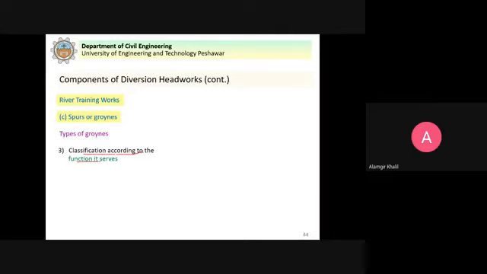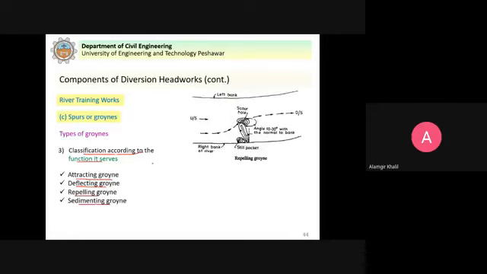Classification according to the function it serves. It can be an attracting groin, a deflecting groin, a repelling groin, or a sedimenting groin. So there are different types. As you can see here, this is an example of a repelling groin. You see here the silt pocket, where silt will be deposited. A scour hole will be created here because the water will form vortices as it moves.